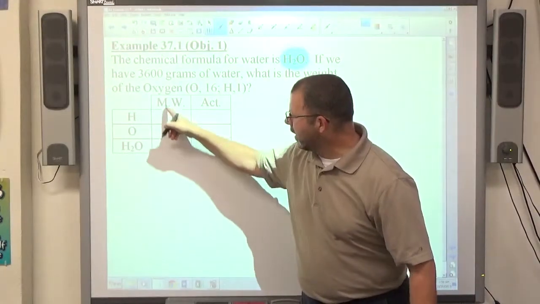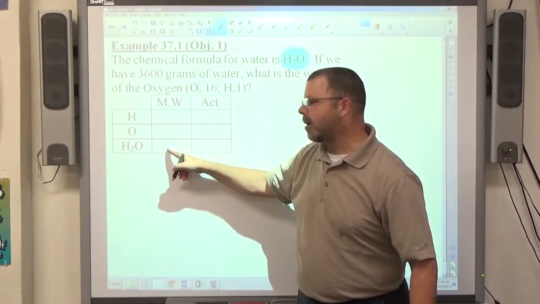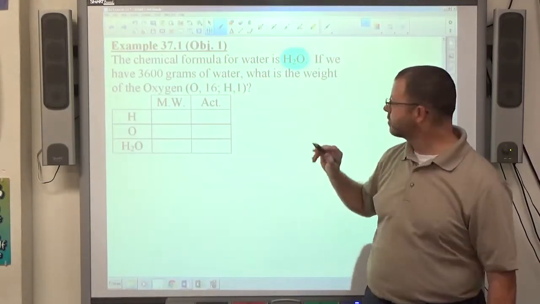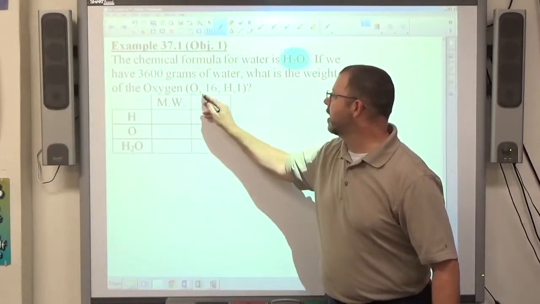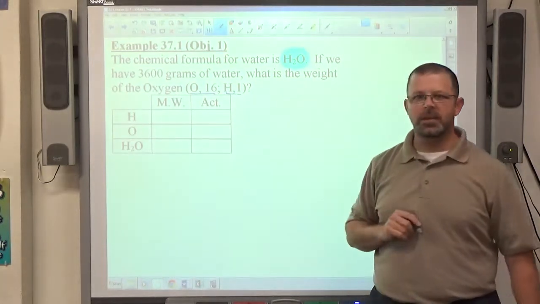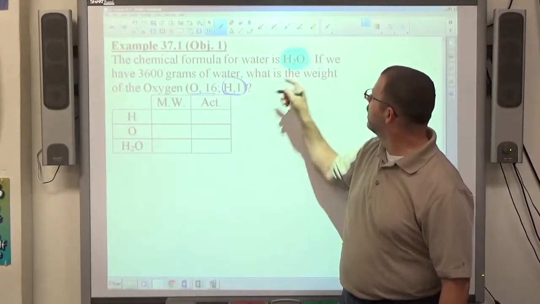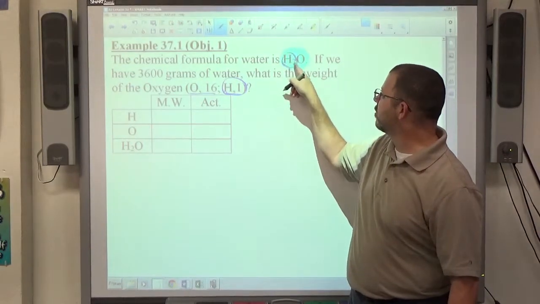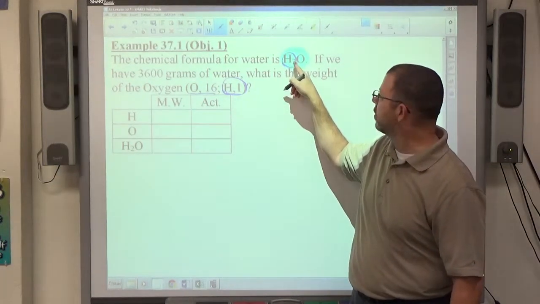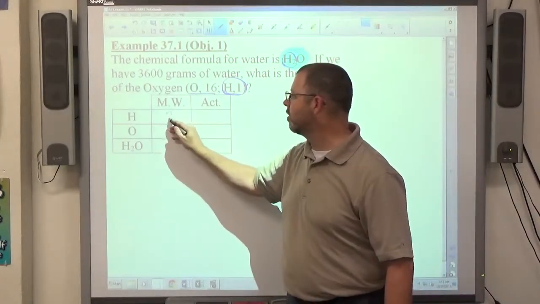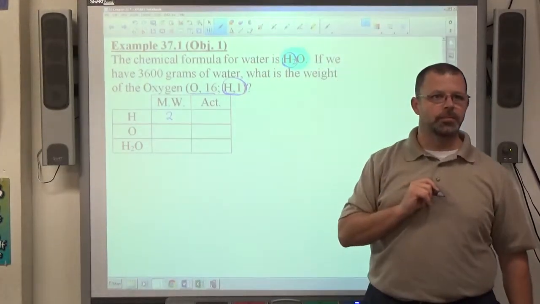The molecular weight of hydrogen and oxygen in a molecule of water is the ratio column of the chart. And they even tell us the molecular weight of each different atom. So every hydrogen atom weighs 1 mole, and the chemical formula says there's 2 hydrogen atoms in the molecule. 2, how many we have, times 1, how much it weighs, equals the molecular weight of the hydrogen within the molecule.